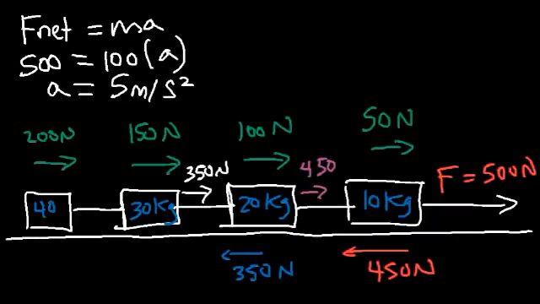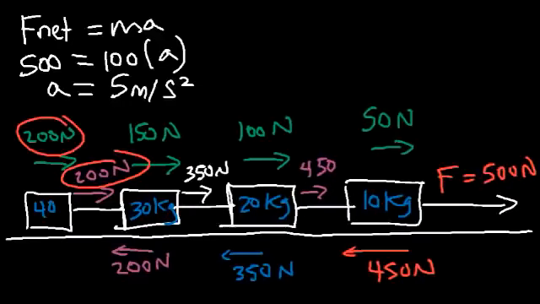So 350 minus 150 is 200. Therefore, the 30 kilogram block feels a tension force of 200 that slows it down. And the 40 kilogram block feels a tension force of 200 that pulls it to the right. And that tension force is equal to the net force.